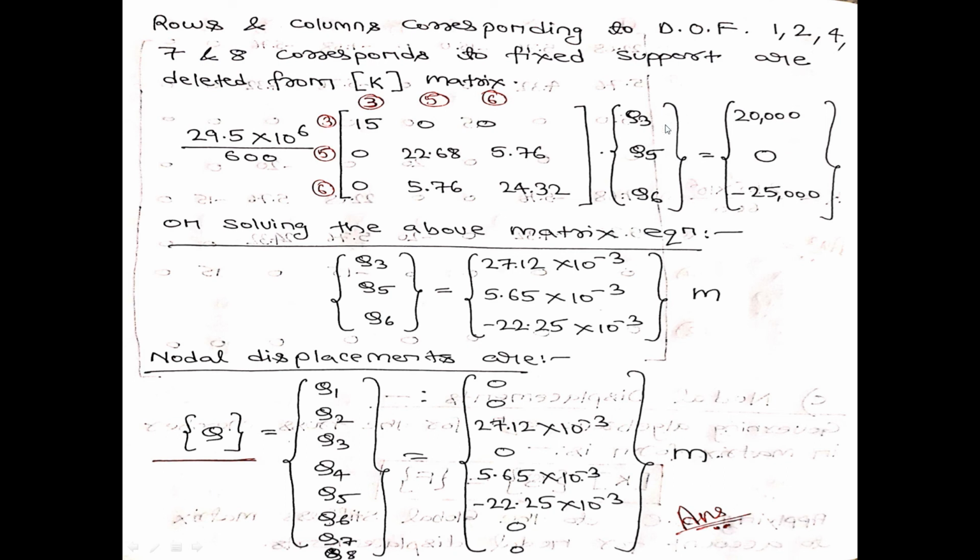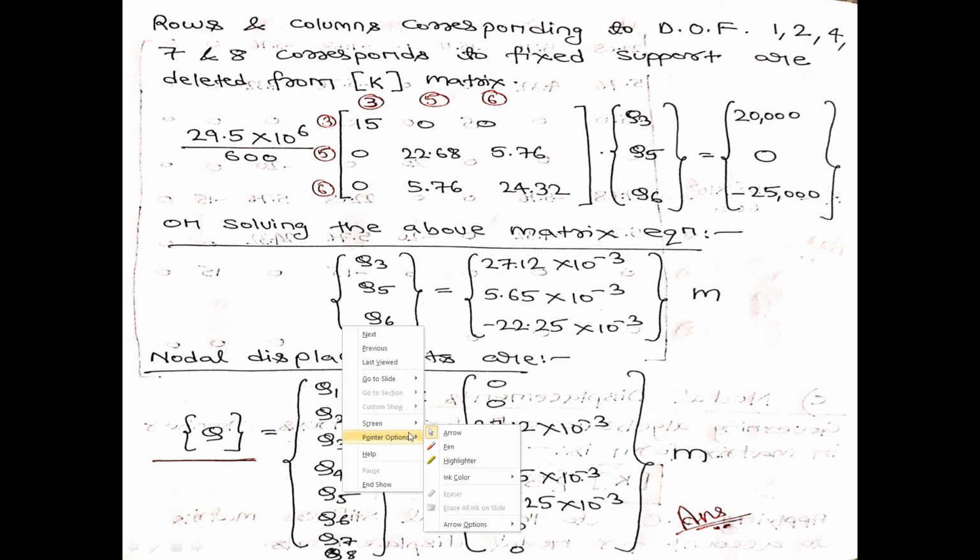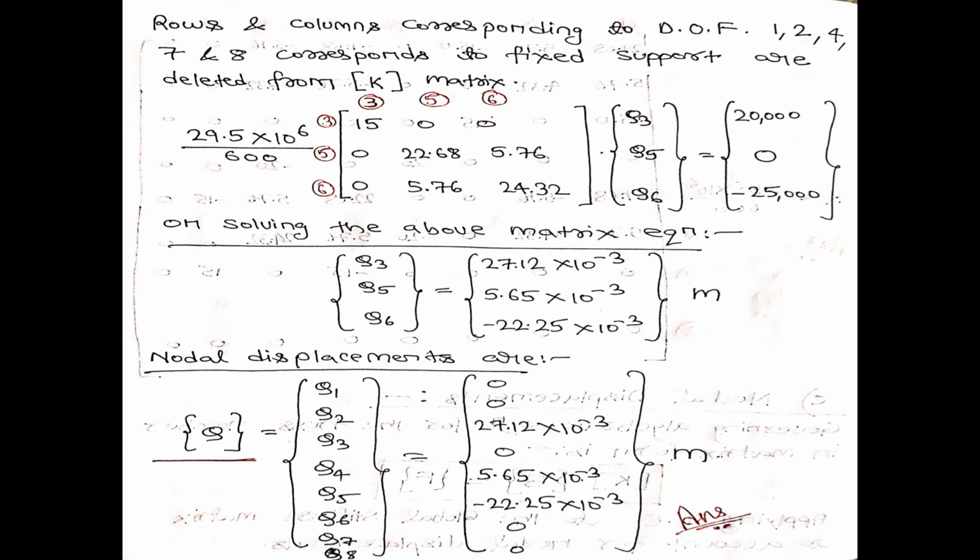If you solve this matrix equation, you have 3 unknowns and you will get 3 equations. Solve these 3 equations and get the values of nodal displacements q3, q5, and q6. Say for q3, this is matrix multiplication, this row with this column: 15 into q3 plus 0 into q5 plus 0 into q6 is equal to 20,000. That means 29.5 into 10 to the power 6 by 600 in bracket 15 q3 plus 0 into q5 plus 0 into q6 equals 20,000.